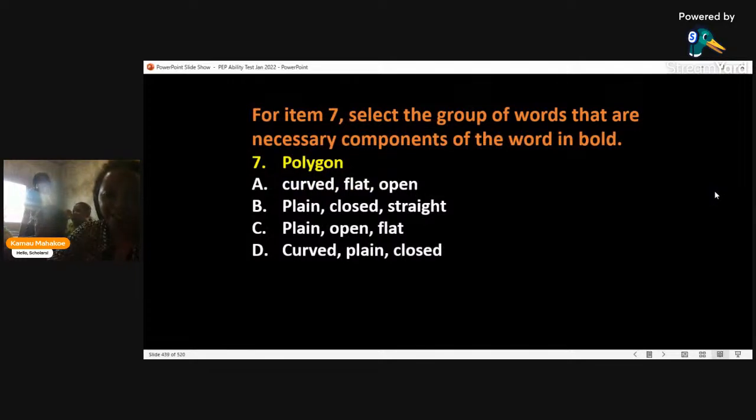All right, what's a necessary component of a polygon? In order for it to be a polygon, it must be what? It must be plane, which is flat, right? Plane, closed, and straight.